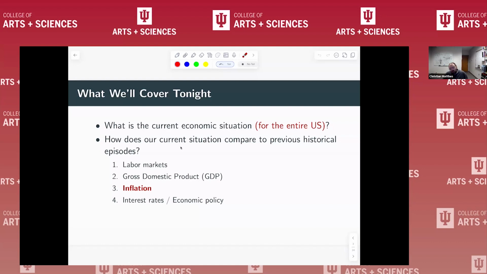So that's the broad overview of what I'll cover tonight. Obviously, after the presentation, feel free to ask questions about other topics as well. I might not have any answers, but I'll try my best.